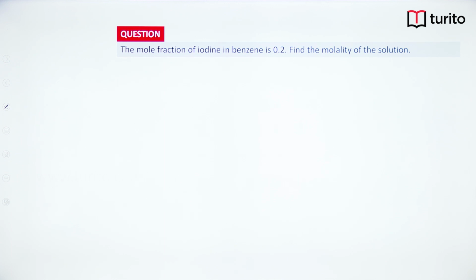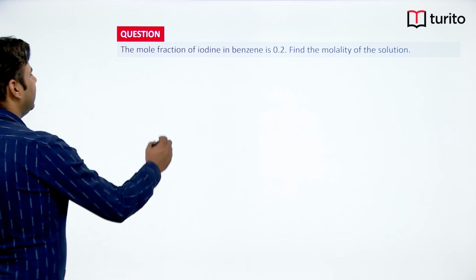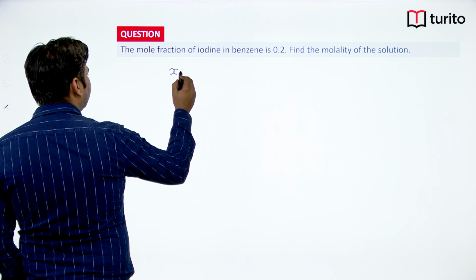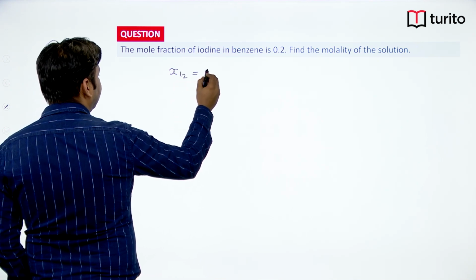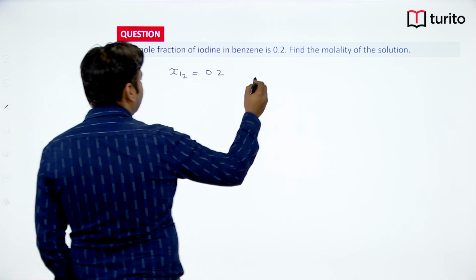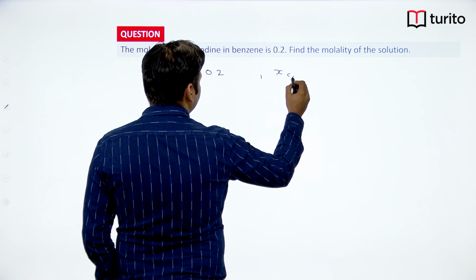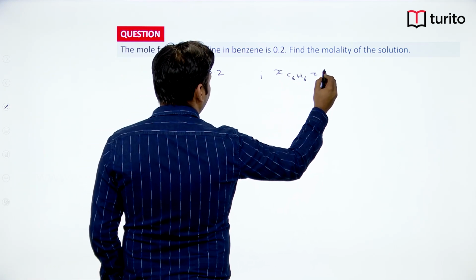So this question says that the mole fraction of iodine in benzene is 0.2. Find the molality of this given solution. Okay, so we know that we have been given the mole fraction of iodine as 0.2. So the mole fraction of benzene would be 0.8.